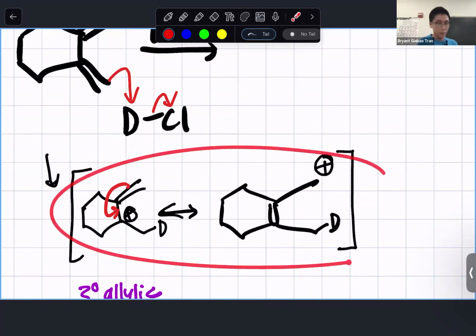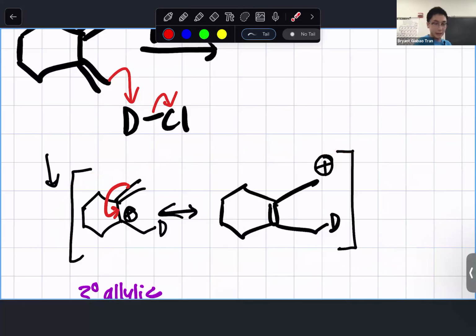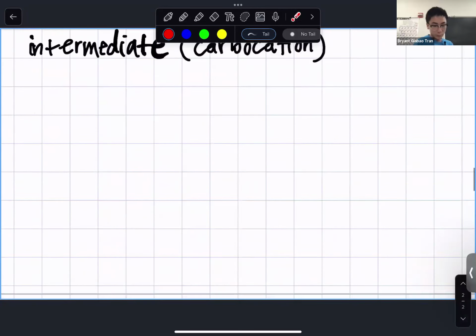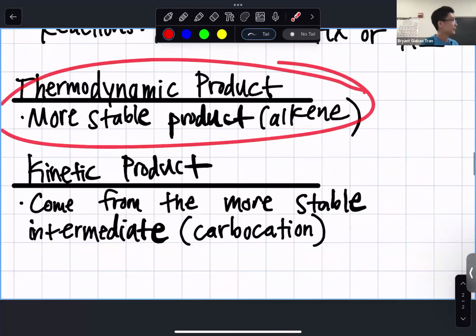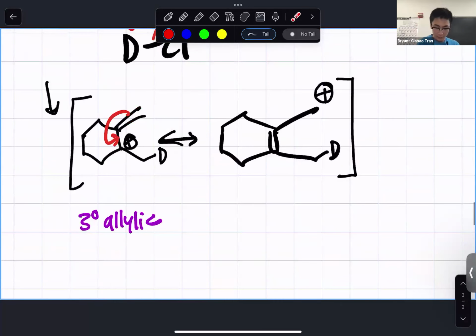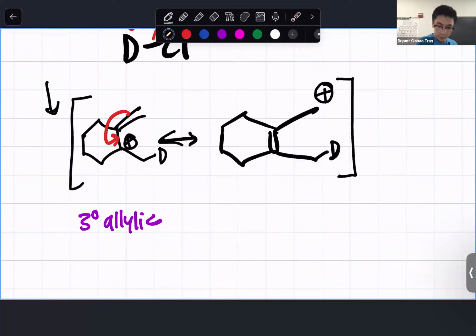Now, once we get our best resonance set, we have to now determine which one will give us our thermodynamic product and which one will give us our kinetic product. So to do that, let's classify the carbocation and double bonds. We already classified this carbocation, which is tertiary allylic. The carbocation here is primary allylic.